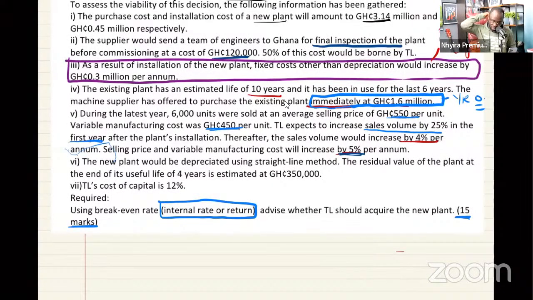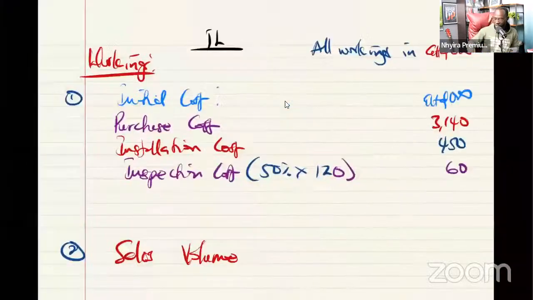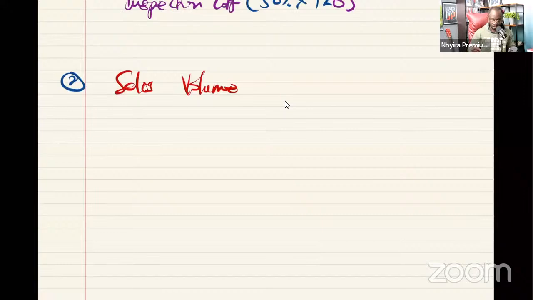The new plant will be depreciated using straight line basis. We don't care about the depreciation because depreciation is a non-cash item. So this information is useless to us. The residual value of the plant at the end of its useful life of 4 years is estimated to be 450. That is relevant. So now we know the project is 4 years. Once we know the project is 4 years, we can set it out. So I'm going to put current here, year 1, year 2, year 3, year 4. Please stay with me carefully.